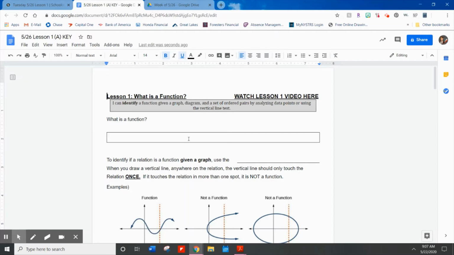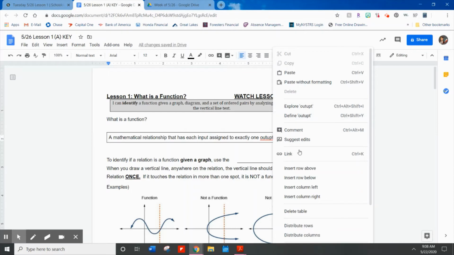So it says, I can identify a function given a graph, diagram, and a set of ordered pairs by analyzing data points or using the vertical line test. So if you remember, a function is a mathematical relationship that has each input assigned to exactly one output. Remember, input means X values and output means Y values.